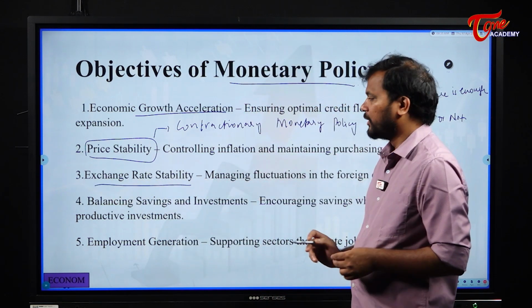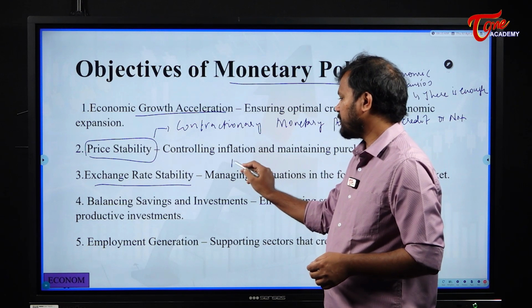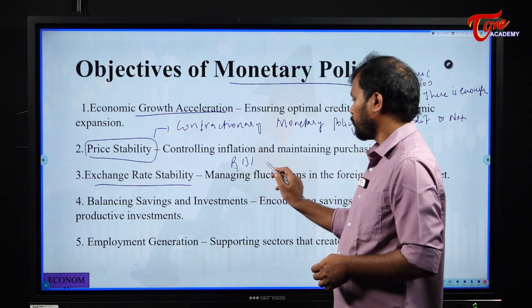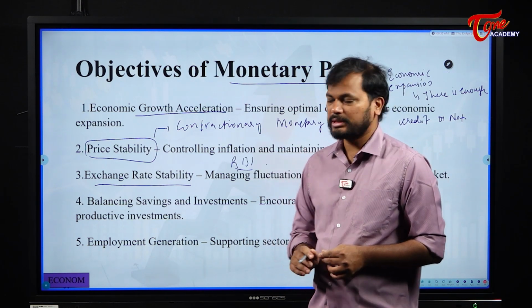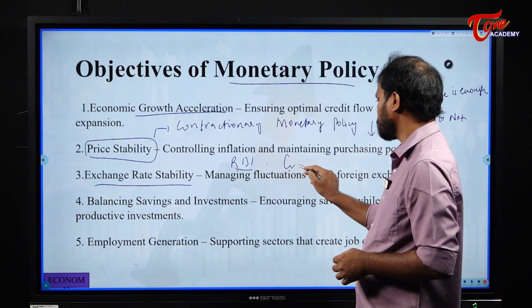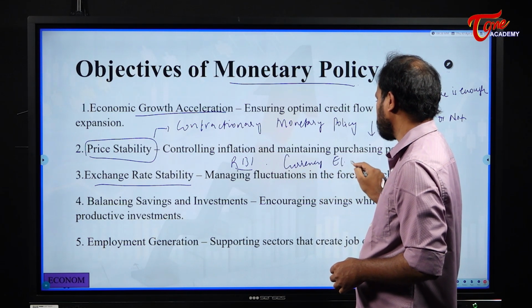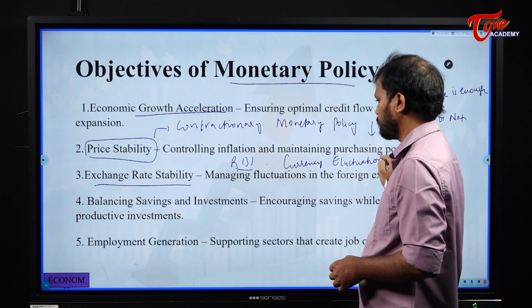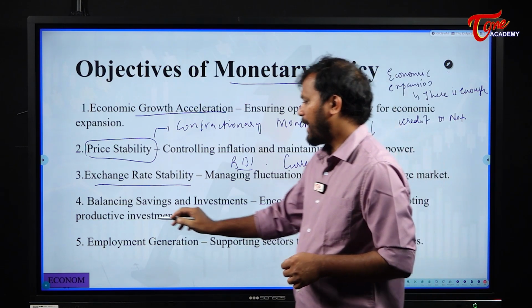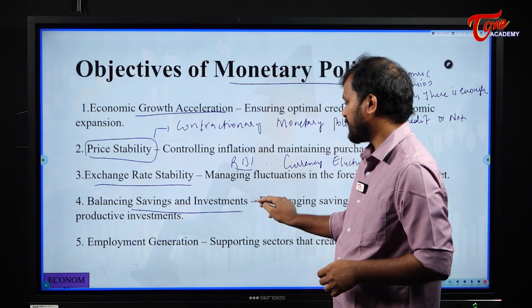Next, exchange rate stability. The RBI is mandated to manage the currency fluctuations of the rupee. Clear?